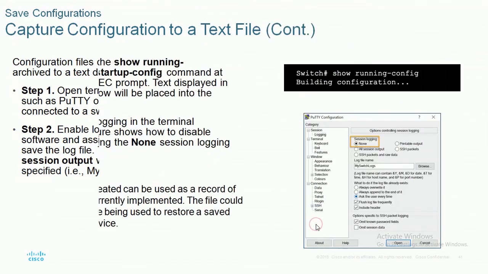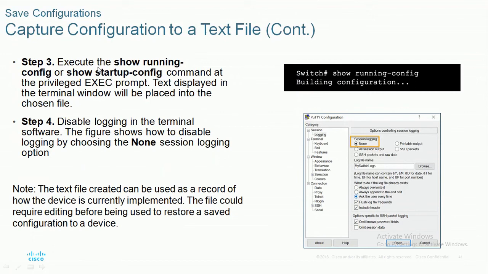Step 3: after that, execute the show running-config or show startup-config command at the privileged EXEC prompt. Text displayed in the terminal will be placed in the chosen file.